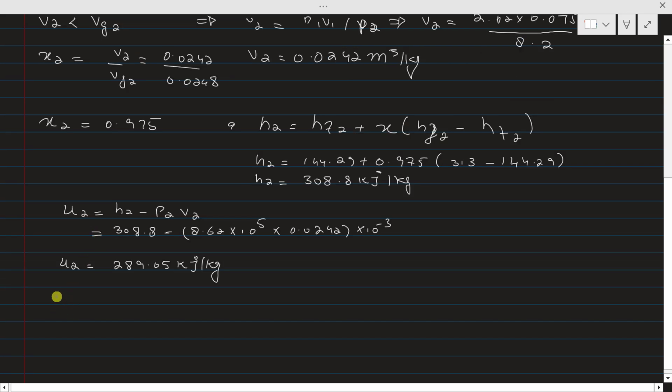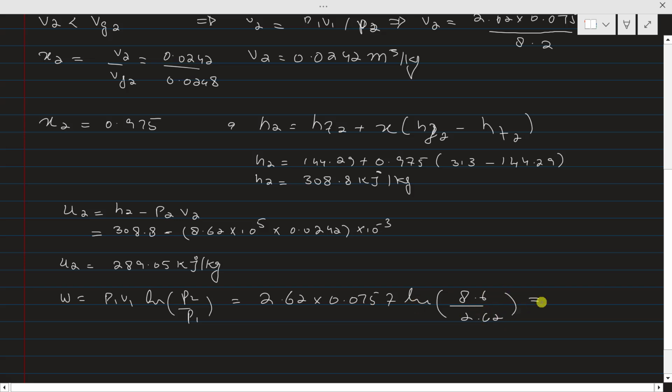During compression, work is done on the system, so the work done on the system is equal to P1 V1 ln P2 divided by P1. So what is P1? That is 2.62 multiplied by the volume, that is 0.0757, ln of P2, that is 8.6, divided by 2.62. After simplifications you will get the work that is done on the system is equal to 22.63 kilojoule per kg.